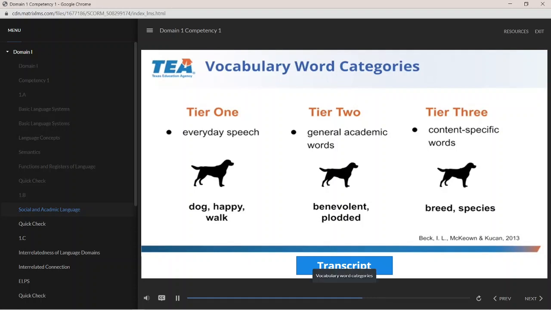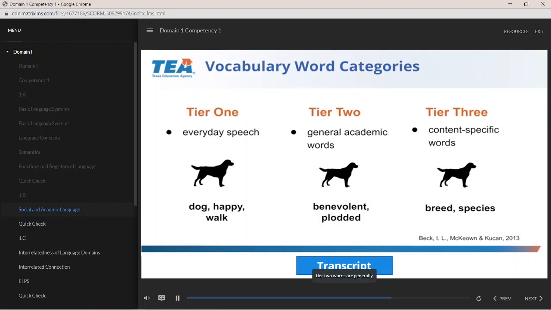Vocabulary word categories. These are three organized tiers of words readers may encounter when reading or listening to new text. The words in each of these three categories may present challenges for the English learner depending on their level of proficiency. Tier one words are everyday speech sounds, usually learned early, but not at the same rate by all learners. English learners may start developing BICS by learning these words, which are not considered challenging to those whose primary language is English. Examples include words such as dog, happy, or walk.